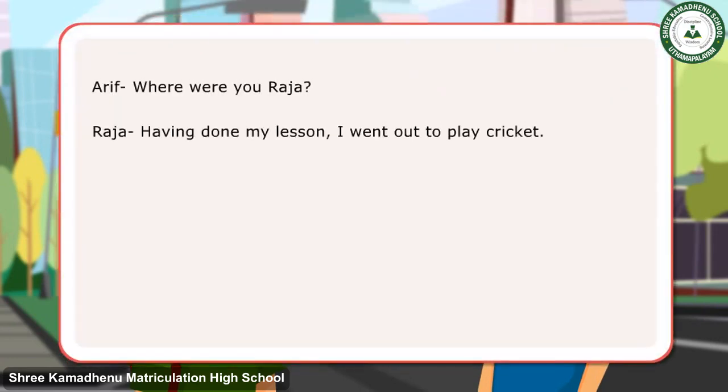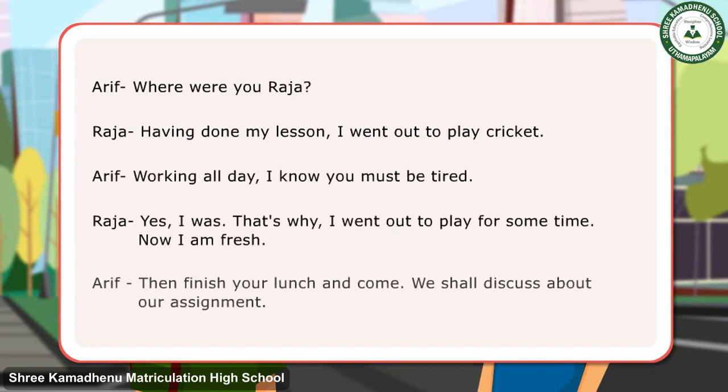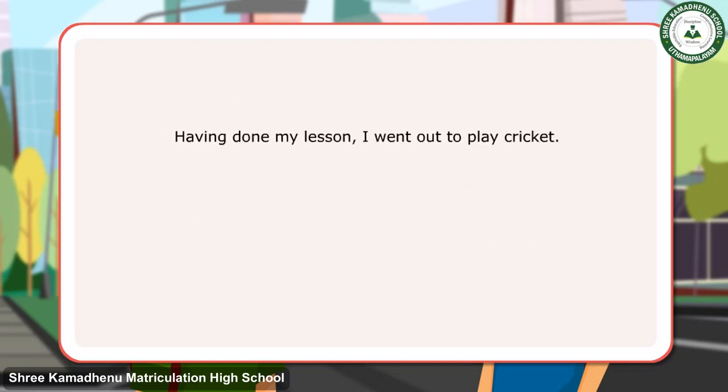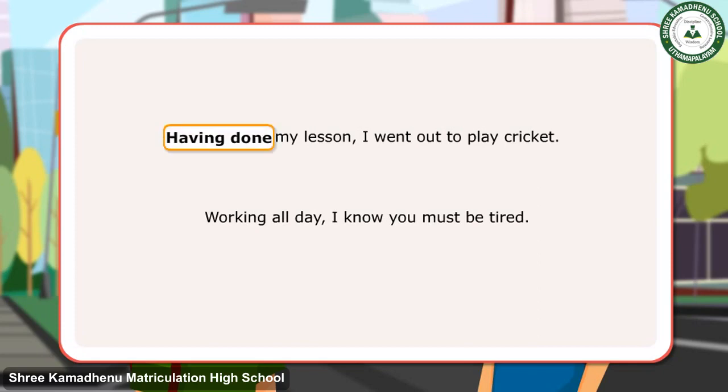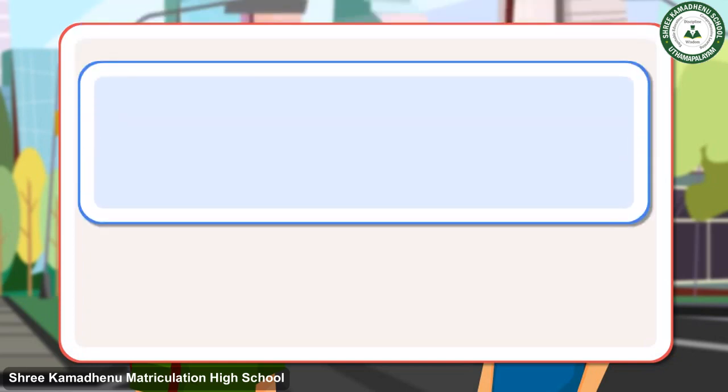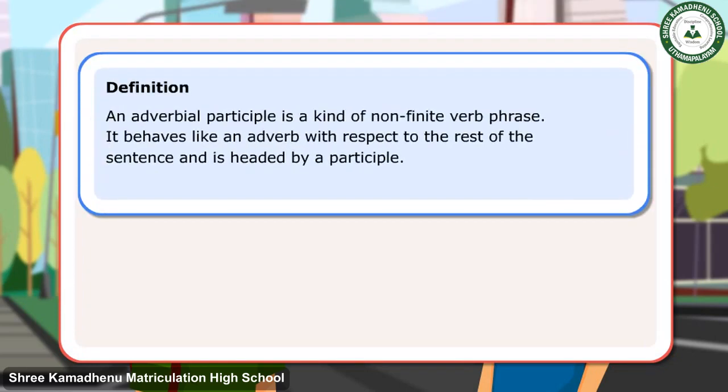In the conversation, we come across participles which fully play the role of an adverb. Here are the sentences. Having done my lesson, I went out to play cricket. Working all day, I know you must be tired. In the first sentence, the perfect participle is used to denote that one action was before another action. In the second sentence, the participle clause is giving information about the reason. Definition. An adverbial participle is a kind of non-finite verb phrase. It behaves like an adverb with respect to the rest of the sentence and is headed by a participle.